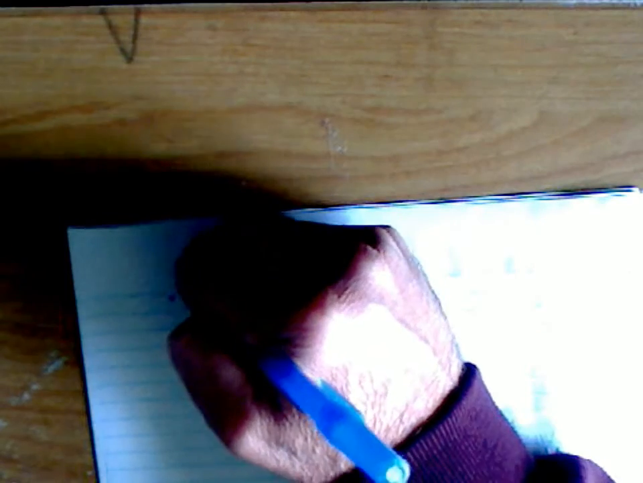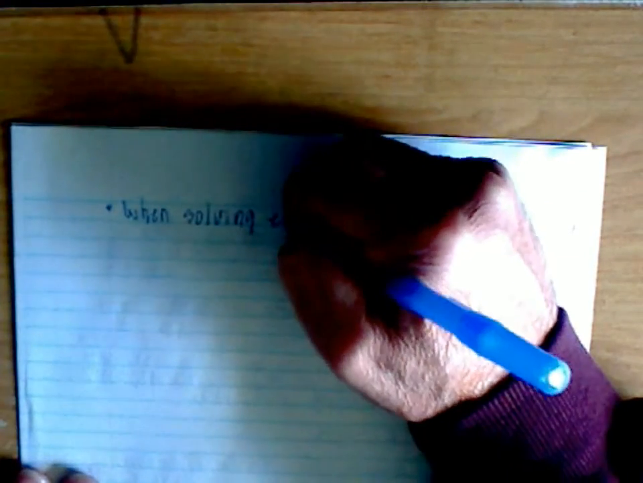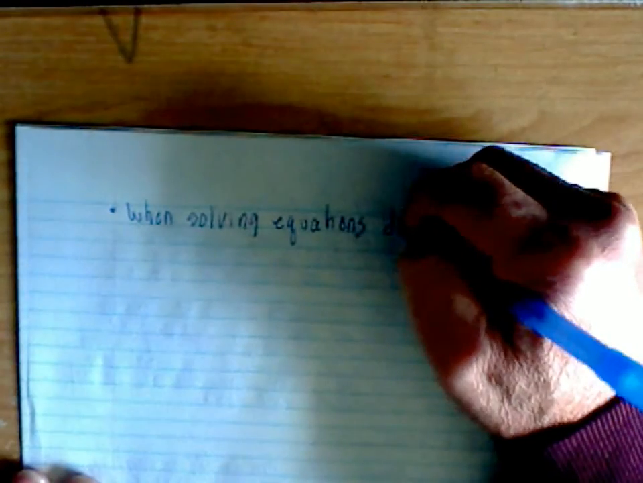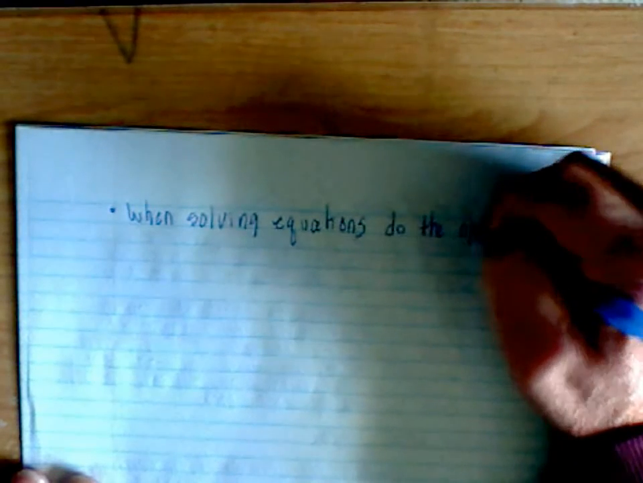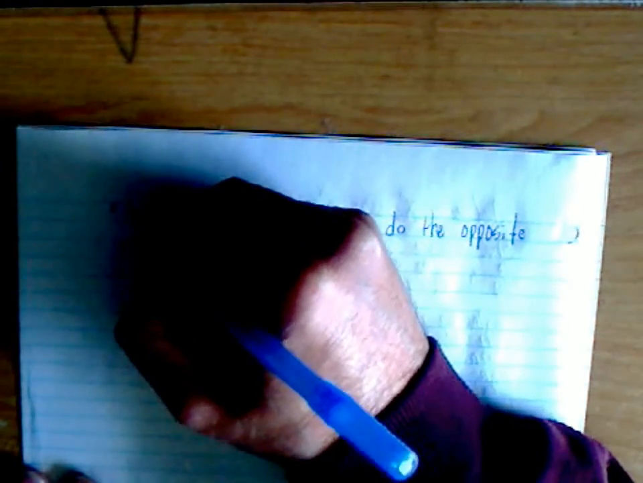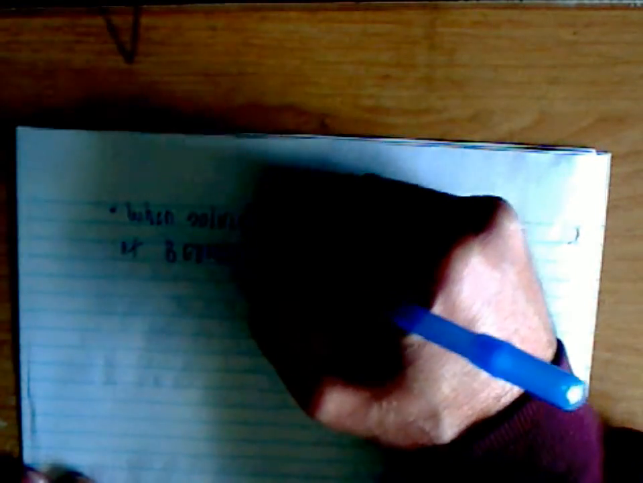Now I'll leave you with one more point. We're going to say when solving equations, do the opposite of BEDMAS. So that becomes SAMDEB. So 2 names, Sam, Deb.